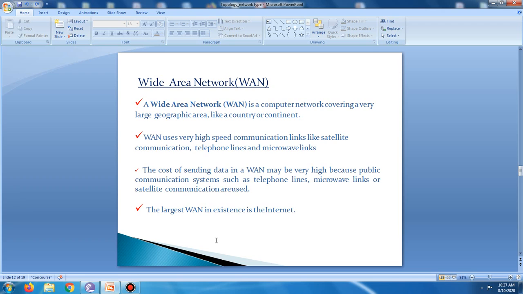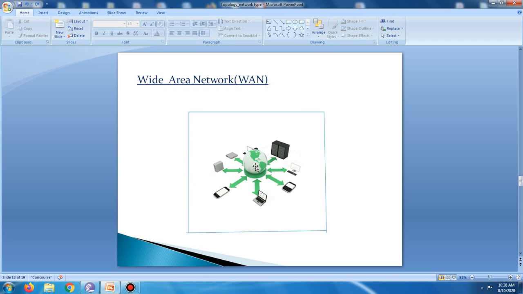WAN uses very high speed communication links like satellite communication, telephone lines and microwaves. The largest WAN in existence is the internet. Example, the data communication country to country, the whole world: India to US, US to Russia, Russia to China, China to Bangladesh, Bangladesh to China. The network of networks of other country communication is called internet.